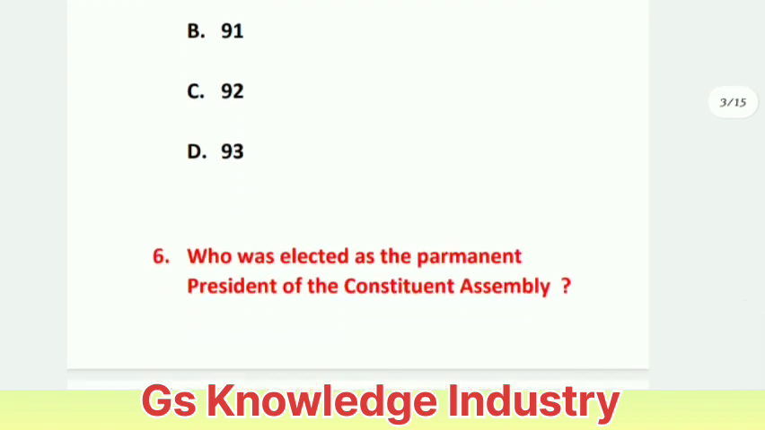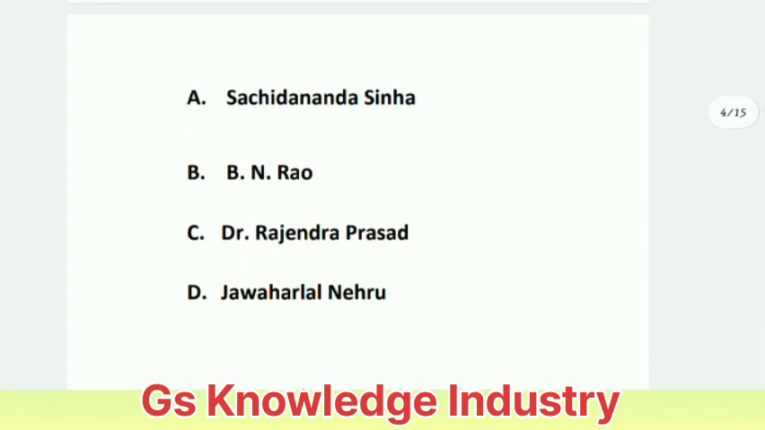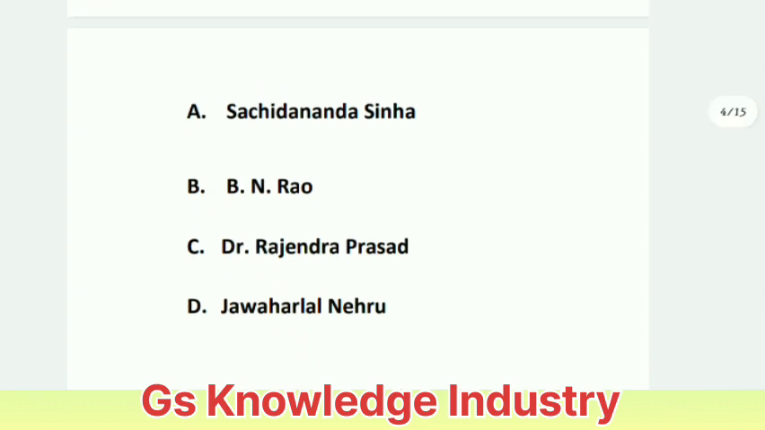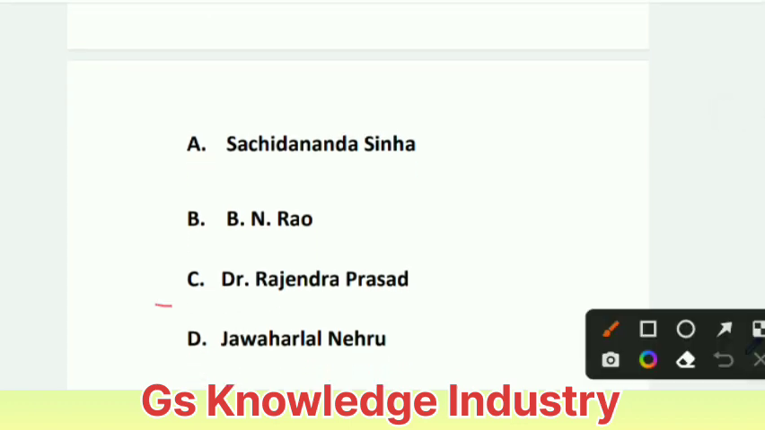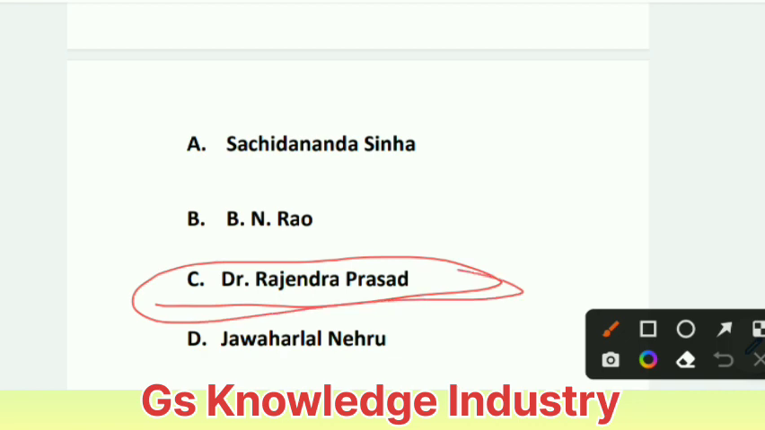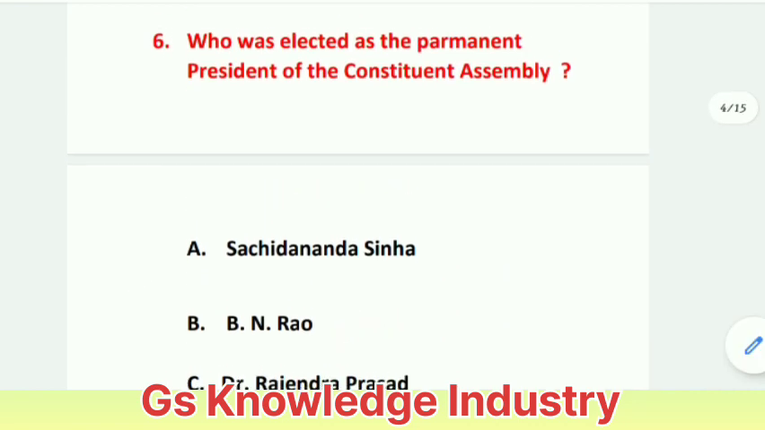6 number question. Who was elected as the permanent president of the Constituent Assembly? Option A, Sachidananda Sinha. Option B, B.N. Rao. Option C, Dr. Rajendra Prasad. Option D, Jawaharlal Nehru. Here the right answer is option C. Option C is the correct answer. Dr. Rajendra Prasad was elected as the permanent president.